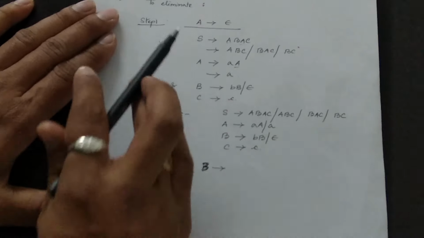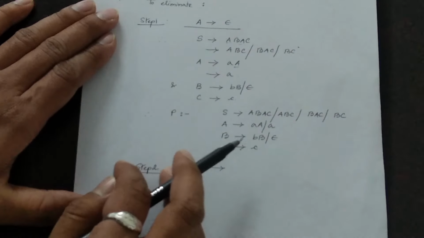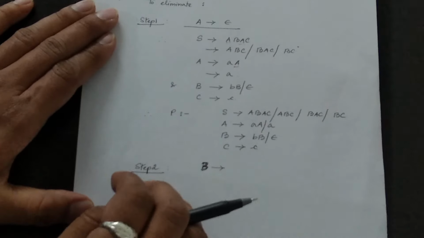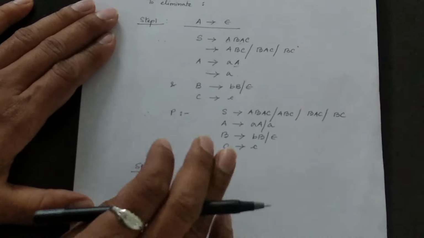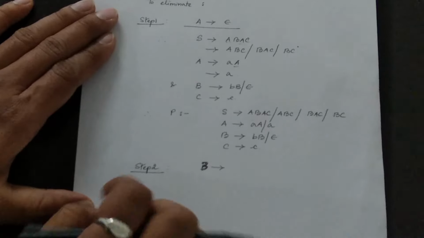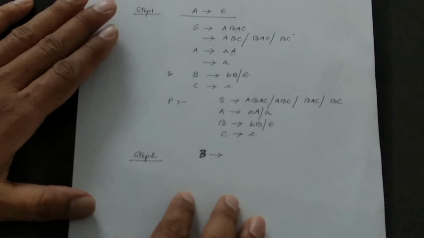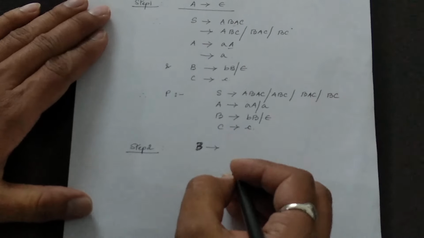Now, this is for A tends to epsilon, right? Still, B tends to epsilon is remaining, right? Now, in step number 2, I have to do the same process for B tends to epsilon. And finally, I have to merge both the steps. Clear? So now, I will do for B tends to epsilon.